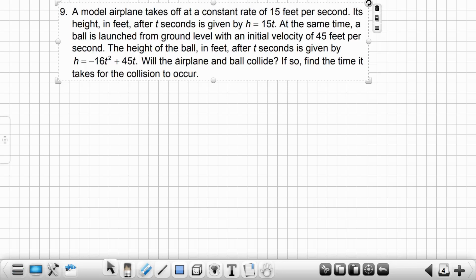At the same time, a ball is launched from ground level with an initial velocity of 45 feet per second. That's unnecessary for us. It has to do with why we got the formula later, but that initial velocity is built into that formula. They're just giving it as important information, but it's not necessary for solving the problem. The height of the ball in feet after t seconds is given by negative 16t squared plus 45t. So what we have is our gravitational constant and then the velocity that it's launched at. That's how that plays into it. Will the airplane and ball collide? If so, find the time for the collision to occur.